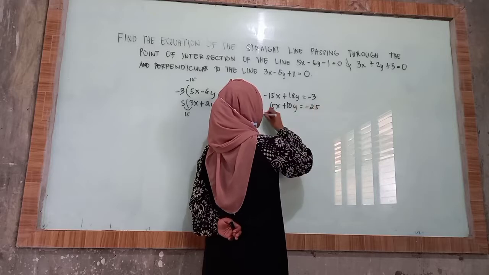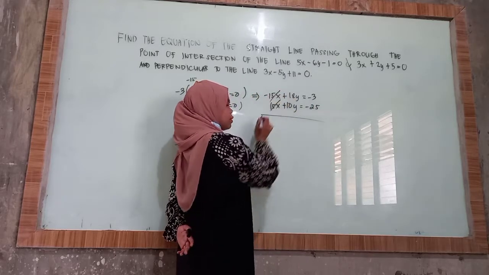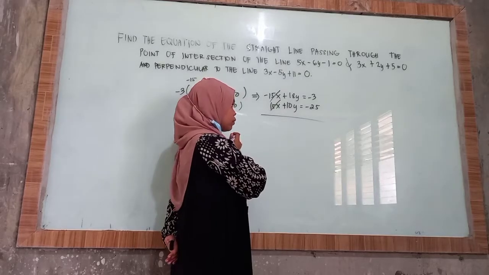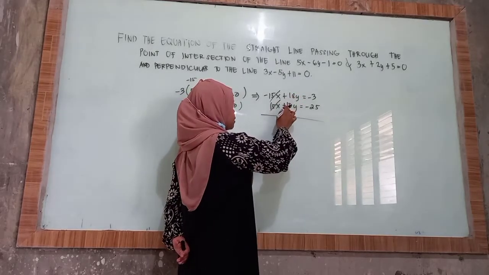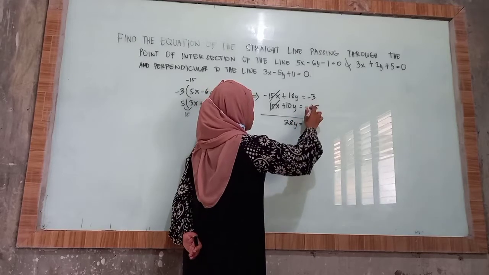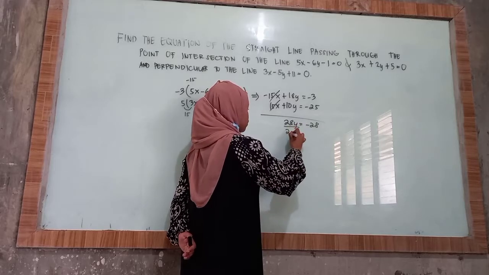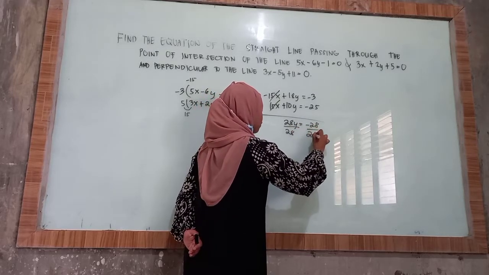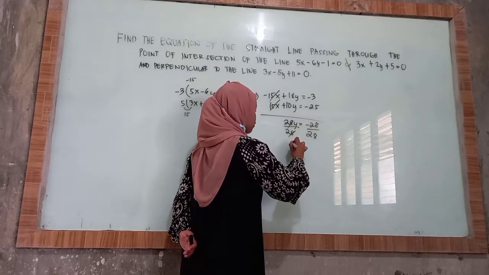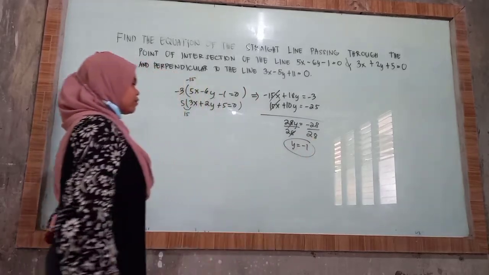So now, combining these two equations, makakancel yan kasi negative 15 plus 15, that will be 0. So 18 plus 10, that will be 28y. And then this is negative 28. So dividing both sides by 28, para makuha ko yung value ni variable y, so I have y is equal to negative 1. So that is only the value of y.